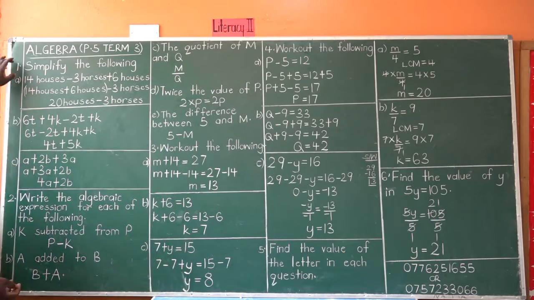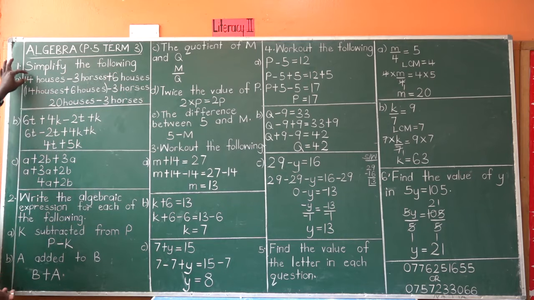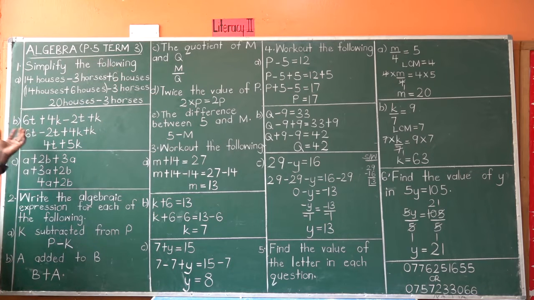So example number one reads, simplify the following after collecting like terms. We've got 14 houses minus 3 horses plus 6 houses. You will note that horses are far different from houses. So what you do is to gather the houses together because they are scattered. Put them together, then later you write the horses. So I've got 14 houses plus 6 houses, then later minus 3 horses.